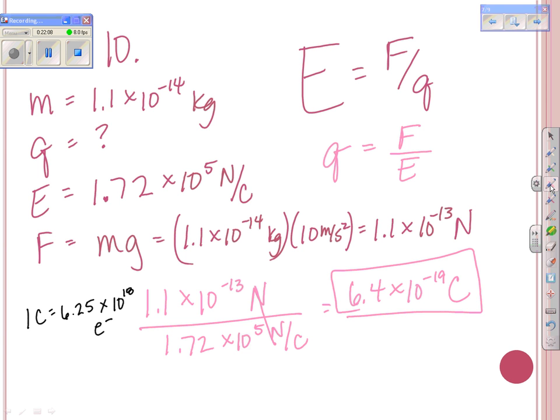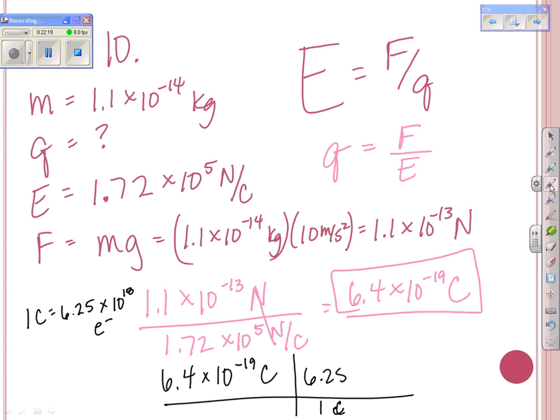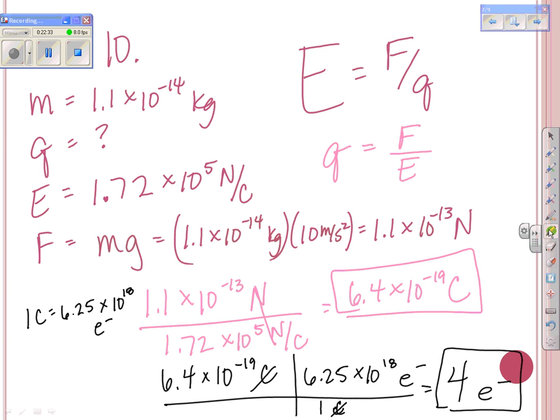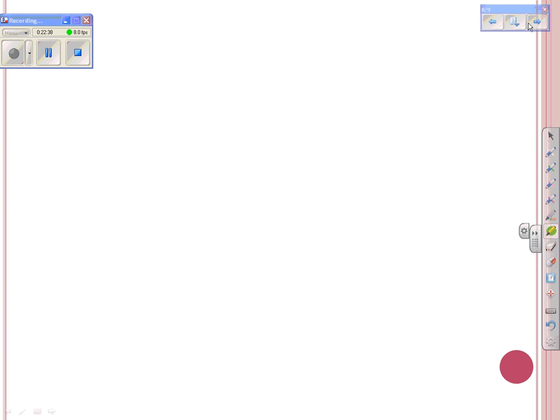If we know this is 6.4 times 10 to the negative 19th coulombs, then for every 1 coulomb, remember, there's 6.25 times 10 to the 18th electrons. Cancel out your coulombs, do your math, and you'll find out that there are 4 extra electrons here. So remember, this little number came in handy from your notes. You might need it. So continuing on.